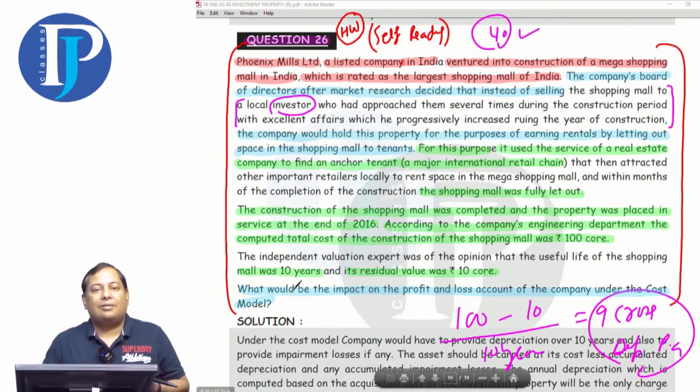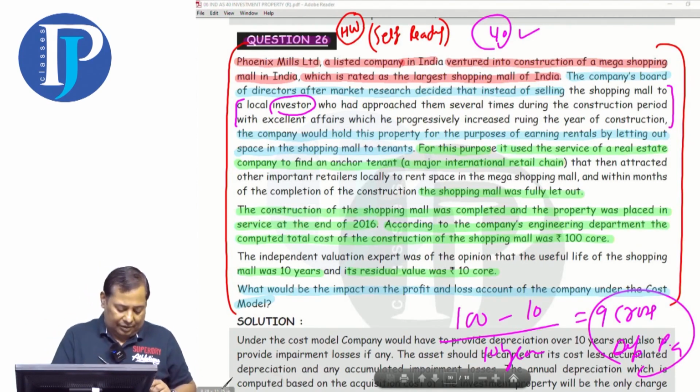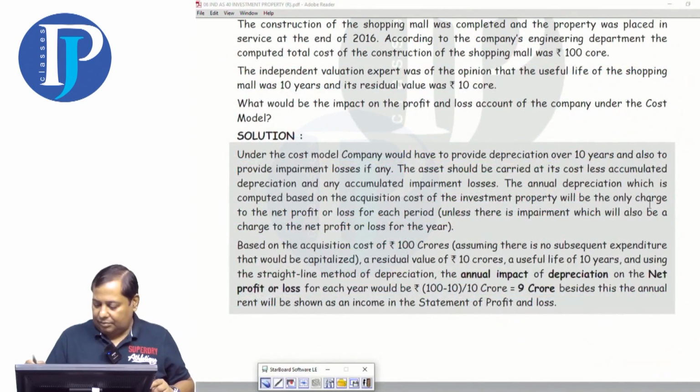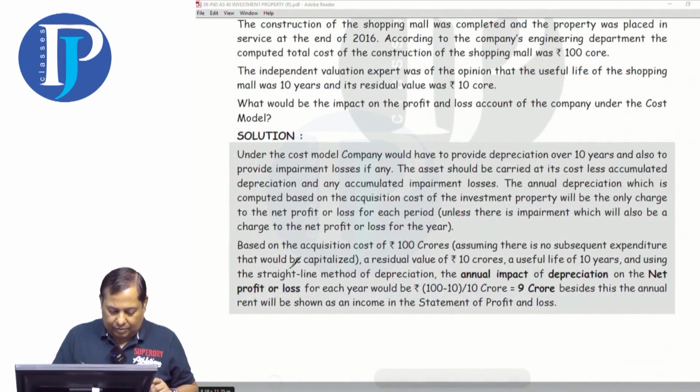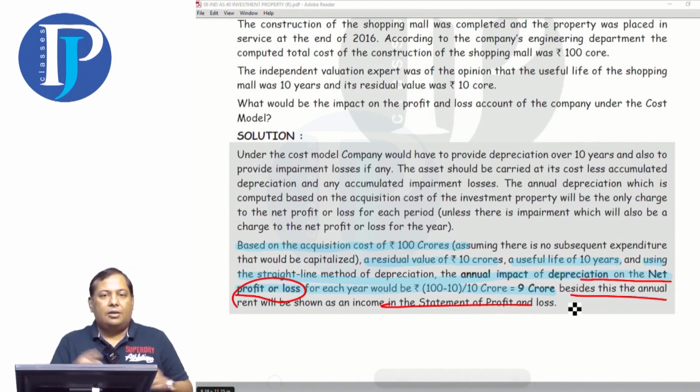It's asking what will be the impact on P&L. Based on the acquisition cost of 100 crores, a residual value of 10 crores, useful life of 10 years, and using SLM, the depreciation will be 9 crores and it will be charged in the profit and loss account. That's it. You can read yourself.